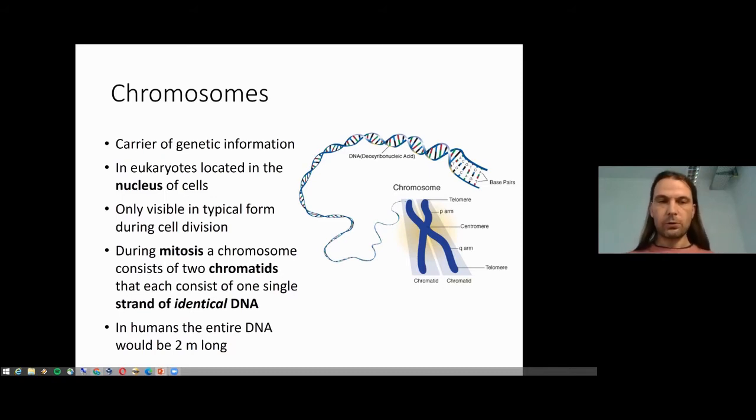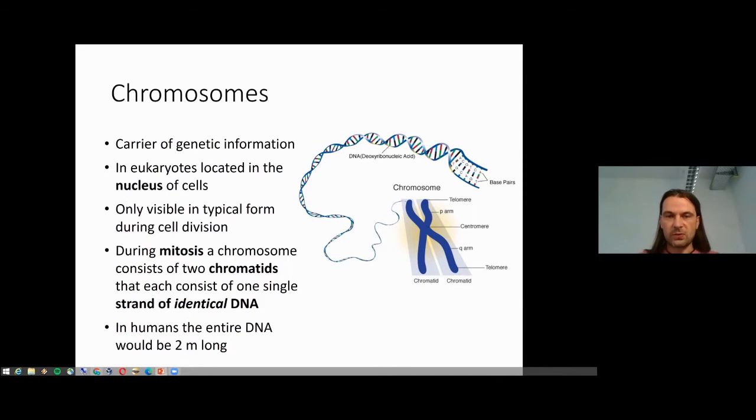So we start with where we find the genetic information. It's condensed in what we call chromosomes. These chromosomes are located in the nucleus of cells in every eukaryote. So every organism where a cell has a nucleus contains chromosomes. They're typically only visible when cells divide, in their cross form.